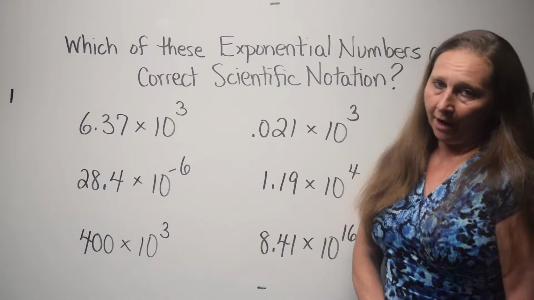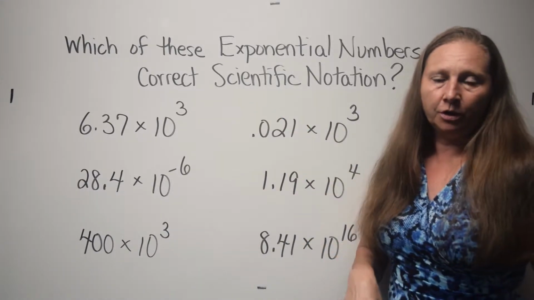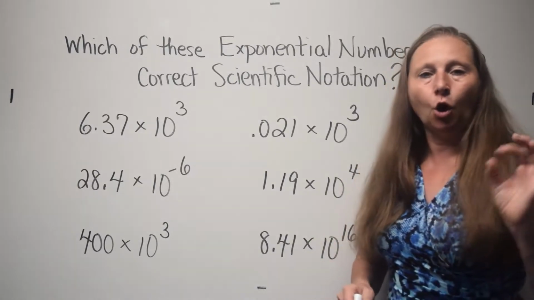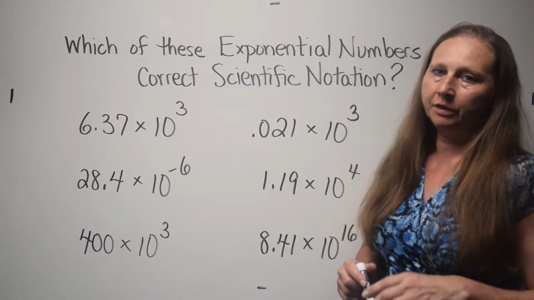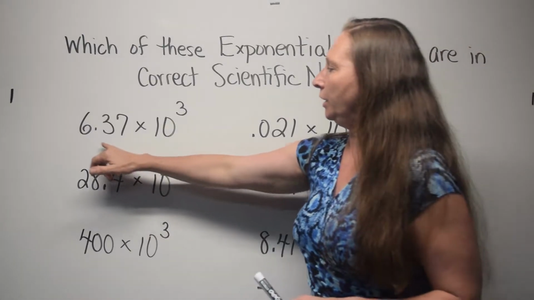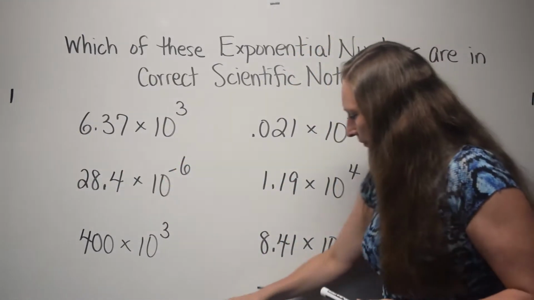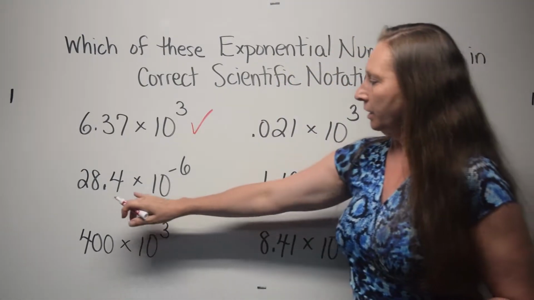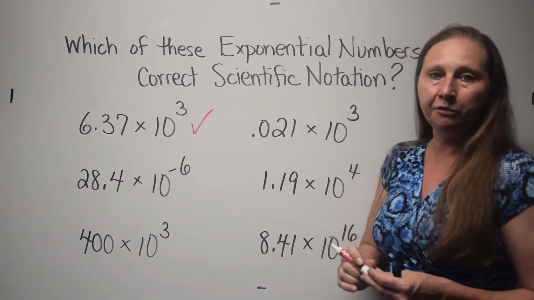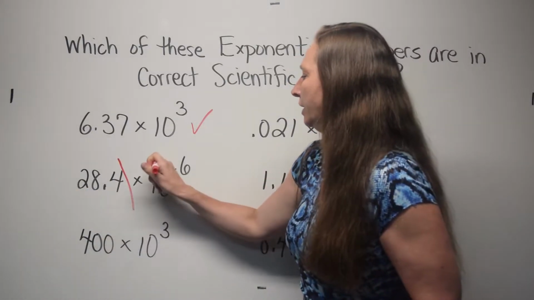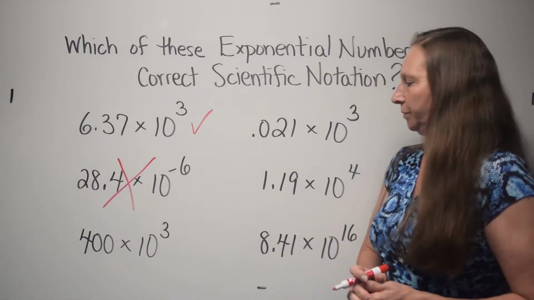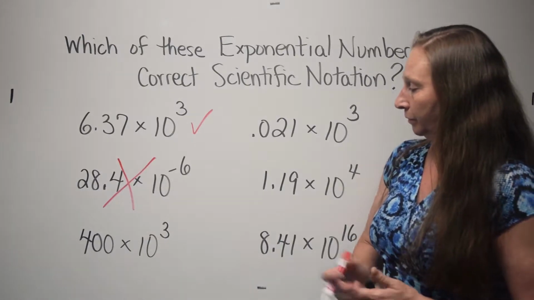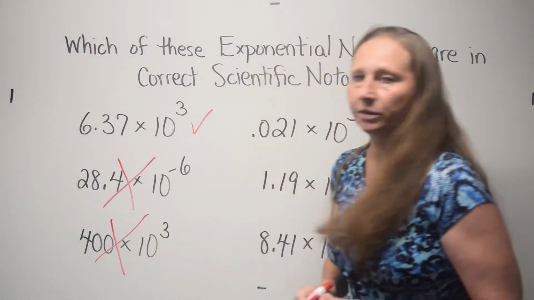Now, just a quick check: which of these 6 numbers are in correct scientific notation, based upon the fact that only one number can be in front of the decimal? All right, this one here has only one number in front of the decimal, so this one is in correct scientific notation. This one here has 2 numbers in front of the decimal. This is not in correct scientific notation. This one doesn't have a decimal. So again, not correct scientific notation.